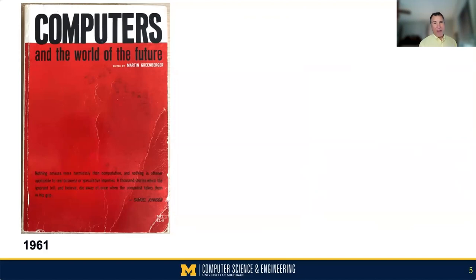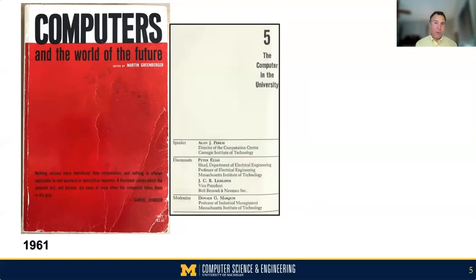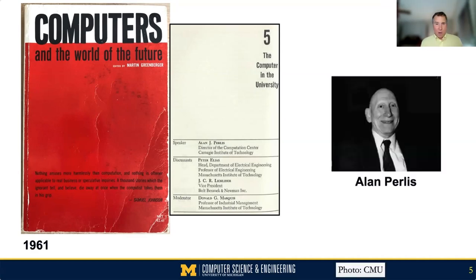Another one of the lectures that actually made the same argument that we should teach computer science to everybody was from Alan Perlis. Alan Perlis, you might be aware, is the first ACM Turing Award winner. He also went on to create the computing departments at Yale University and Carnegie Tech, now Carnegie Mellon University. One of his discussants was J.C.R. Licklider, who is generally considered to be the person who first thought up the internet and then helped to create it through DARPANET.